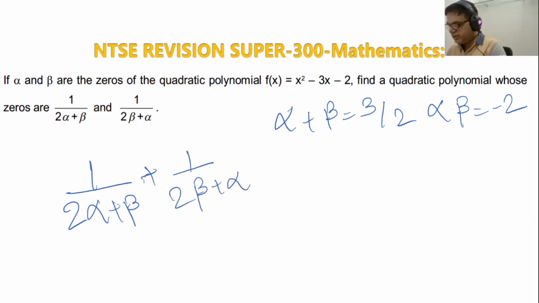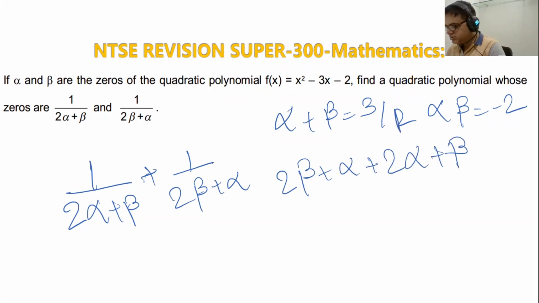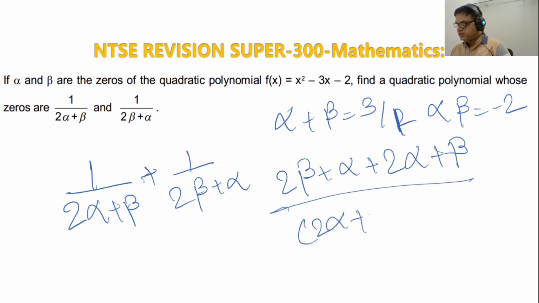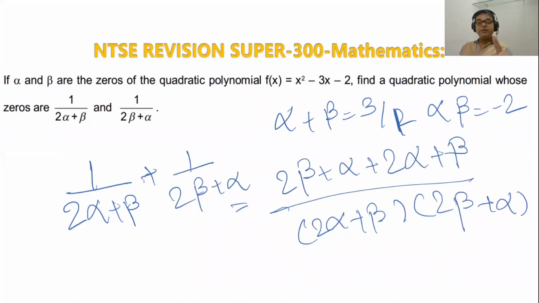जब आप एलसीएम लोगे so it will be 2 beta plus alpha plus alpha plus beta will be 3 by 1. Alpha plus beta will be 3 by 1. Yeah, sorry. So 2 alpha plus 2 beta plus alpha plus 2 alpha plus beta divided by 2 alpha plus beta multiplied by 2 beta plus alpha. This will be equal to the sum of the roots of the required polynomial.